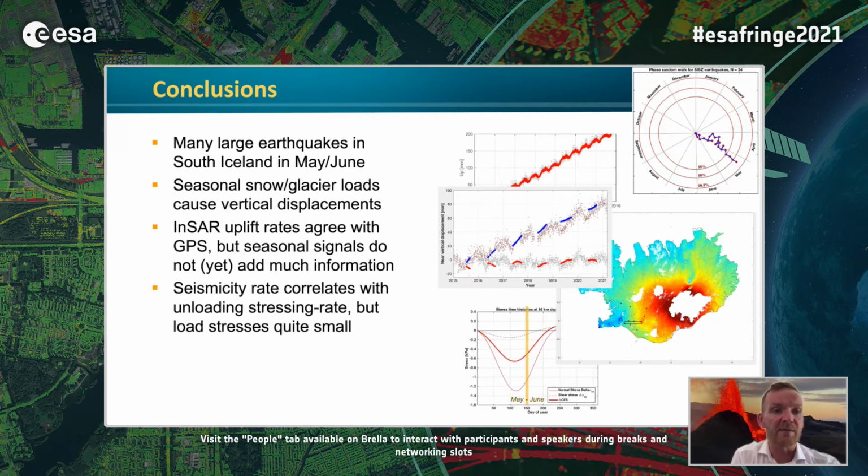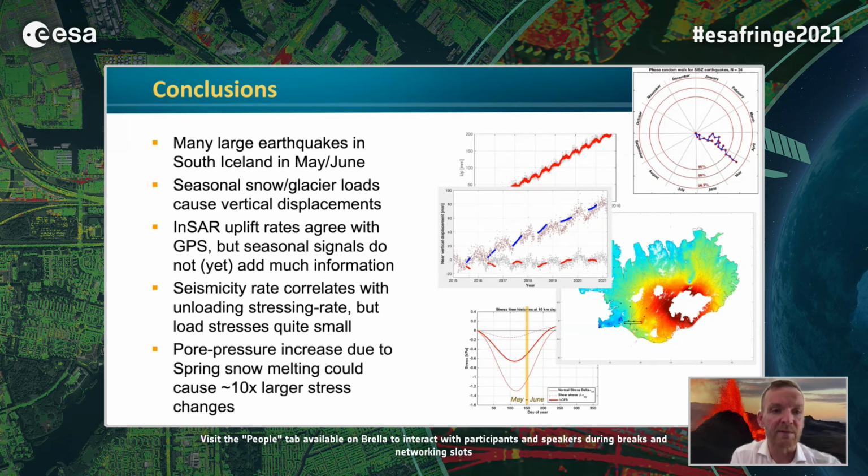Seismicity rate correlates with unloading stressing rate, not total unloading stress, but the stresses are small, and therefore we think pore pressure changes due to spring snow melting could easily cause 10 times larger stress changes, and therefore would probably be more at play in promoting earthquakes in spring and summer. And with that, I stop.